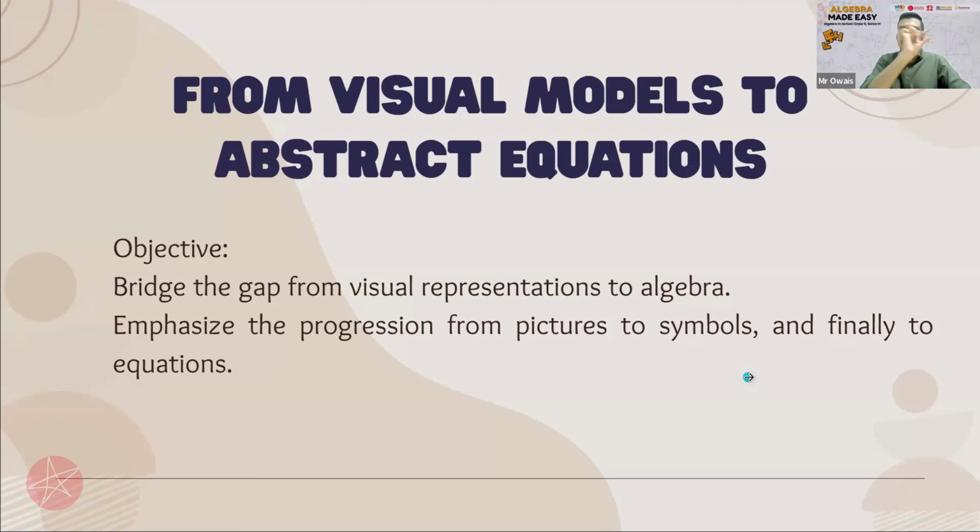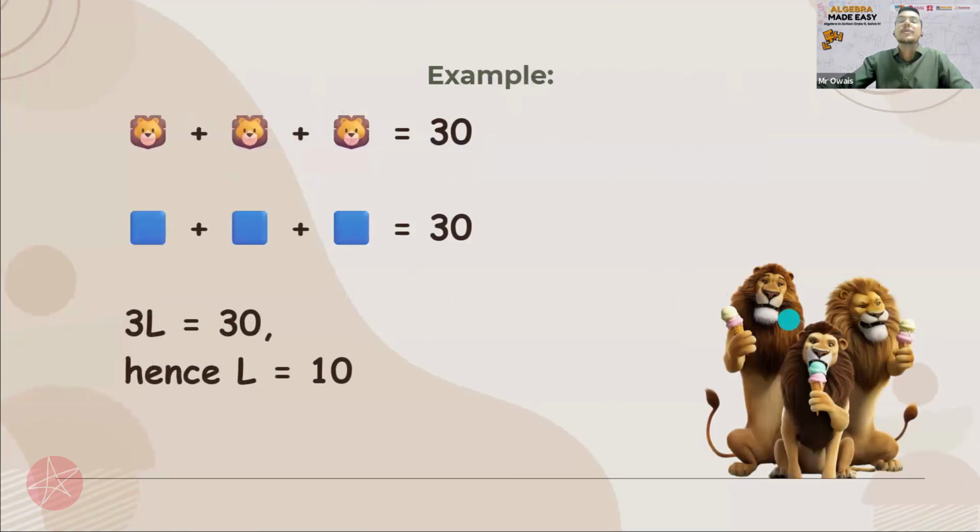An equation just means a mathematical equation where we have an equal to sign. You can have something plus something equals to something. That is what we call an equation. Like I said, we'll come back to our very first example: the 3 lions that ate 30 ice creams altogether. This is the visual representation that we gave. We drew a lion and then another lion and another lion to represent 3 lions.